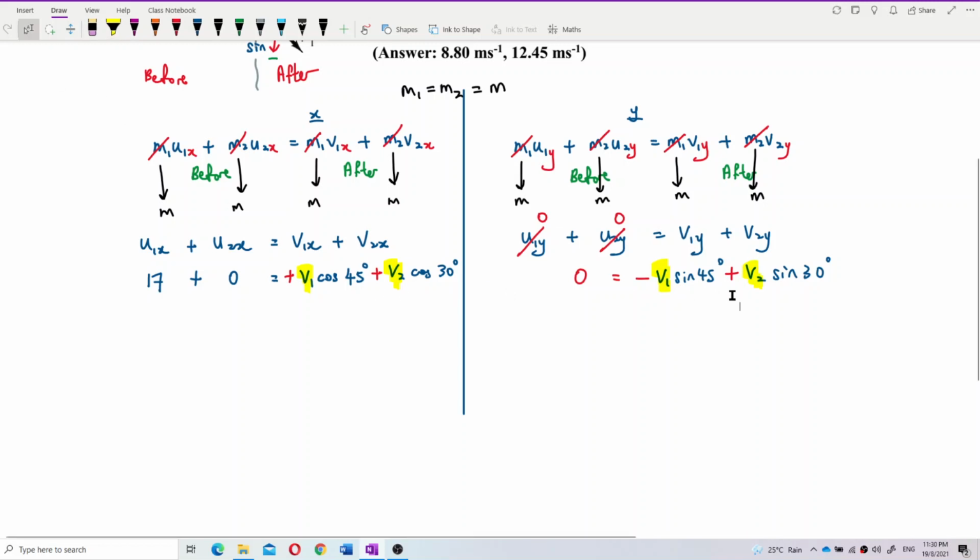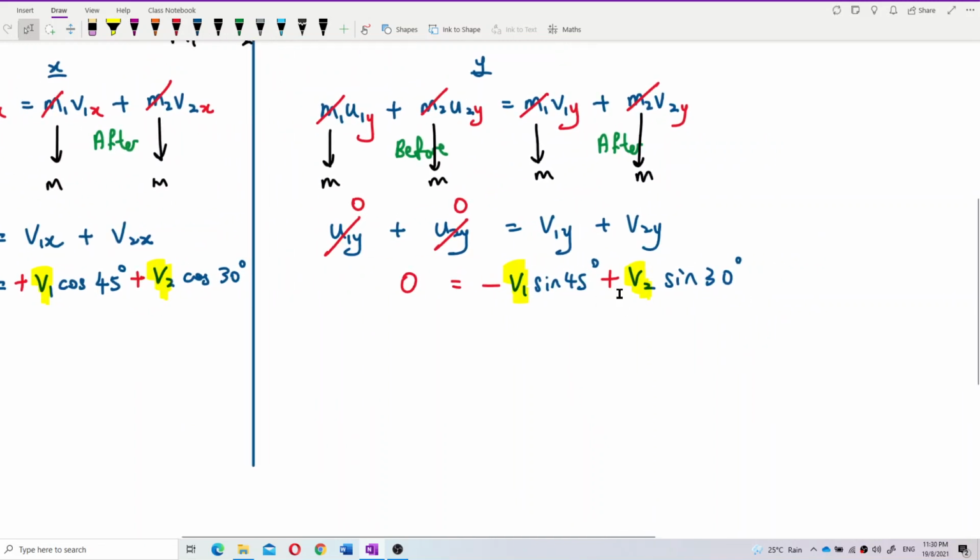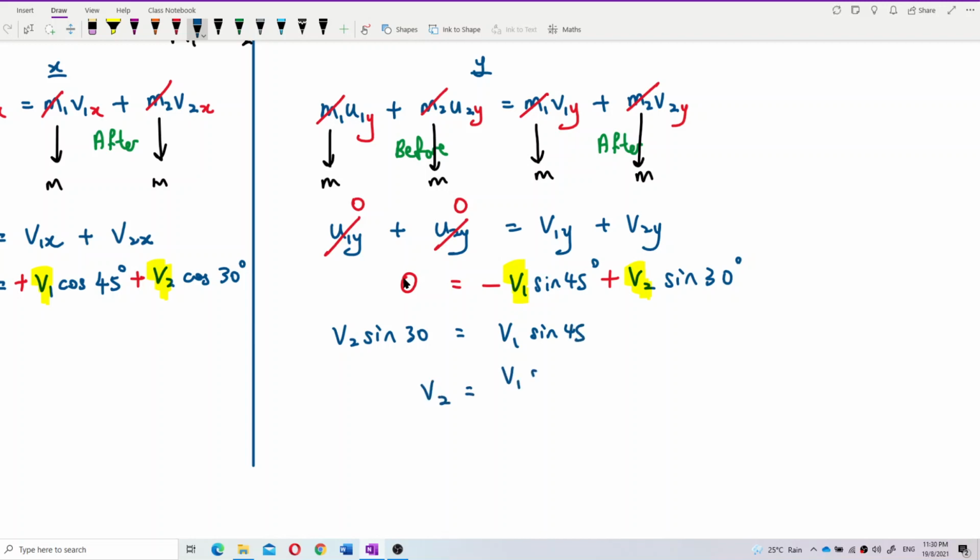So how to solve these equations? We do it by using replacement. We just replace it. First of all, look at this second equation. Try to find v2 in terms of v1. So this negative v1 sine 45 goes to the other side. What do we get? We get v2 sine 30 equal to positive v1 sine 45. So v2 is actually v1 sine 45 divided by sine 30, isn't it? So we already got this equation.